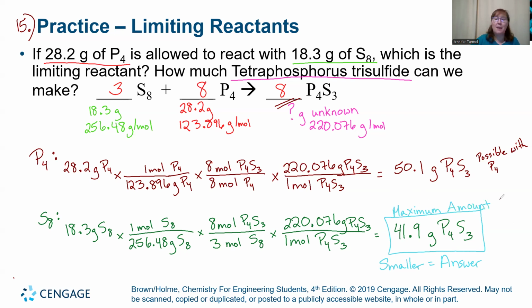Another way of putting this maximum amount is this is what we would call our theoretical yield, just to give you a little bit of a heads up for what's coming next. And what that means is that S8 is our limiting reactant. And a lot of times I will ask you to identify that as well. Okay.